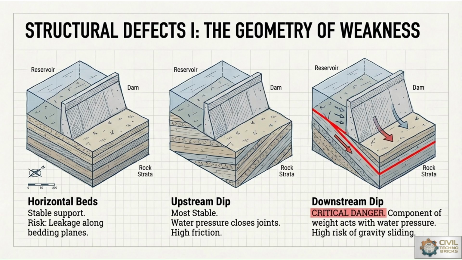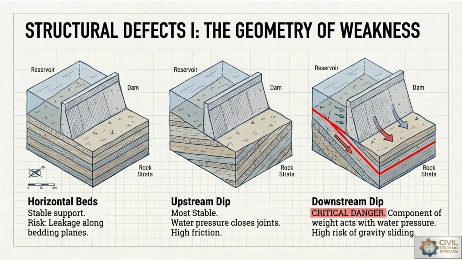In the first image, where horizontal beds are there, they provide stable support where the risk is leakage along bedding planes only. So rock strata is there, with the dam location and reservoir. In the second, the upstream dip shows a more stable condition. Why? Because the tectonic plates are in an upward direction with reference to the dam wall. So water pressure closes joints, and here high friction will be noted.